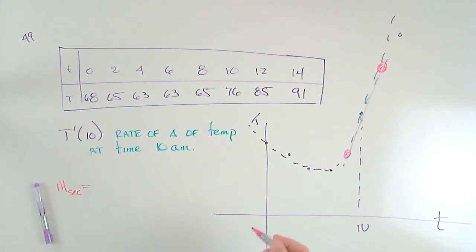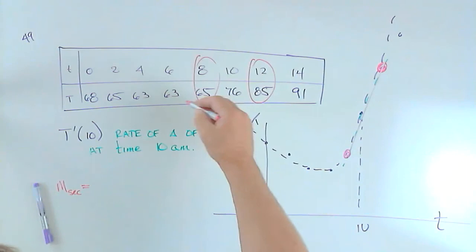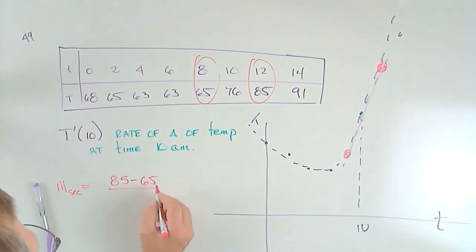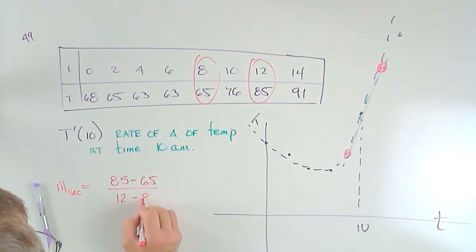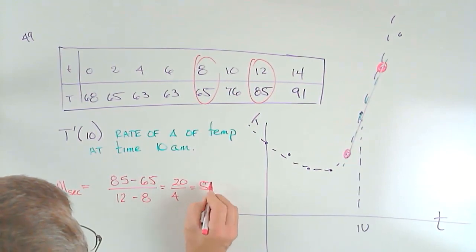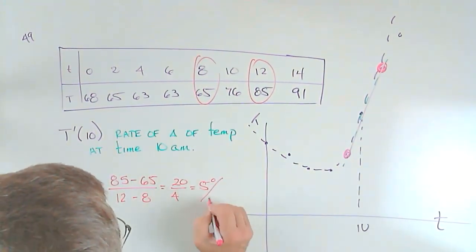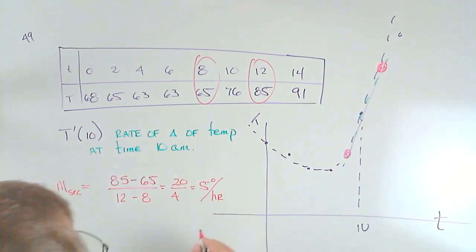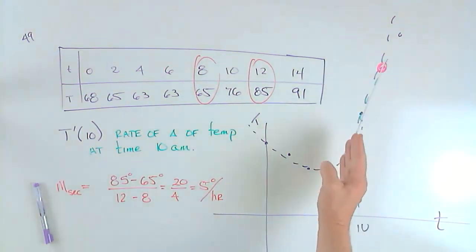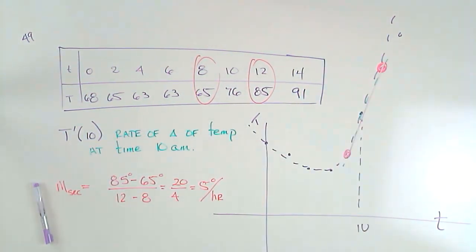So what's the slope of the secant line? Well, we're going to use 12. And we're going to use 8 because they span 10. That's why I picked those. So we go from 85 minus 65, all divided by 12 minus 8. So that's 20 divided by 4, or 5 degrees per hour. Right? That's our units. These are degrees. And these are hours. So at time 10, our temperature is positive. So our temperature is increasing at the rate of 5 degrees per hour.